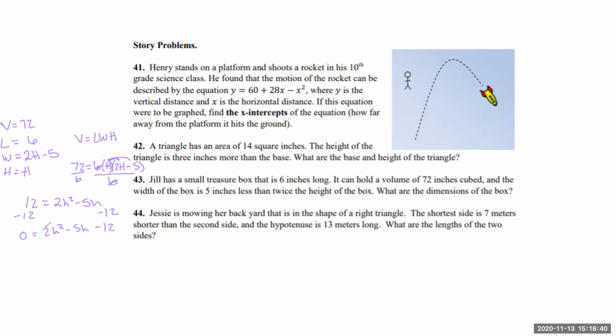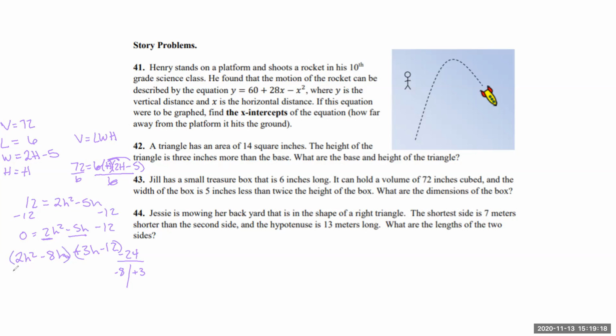Okay, so now we have to do the AC method. So 2 times negative 12 is negative 24. And now we have to find two numbers that multiply to be negative 24 and add up to negative 5. In this case, it's going to be negative 8 and positive 3. So we're just going to split that middle term up, because remember A is not 1, so we have to group it. So we have 2H squared minus 8H plus 3H minus 12.